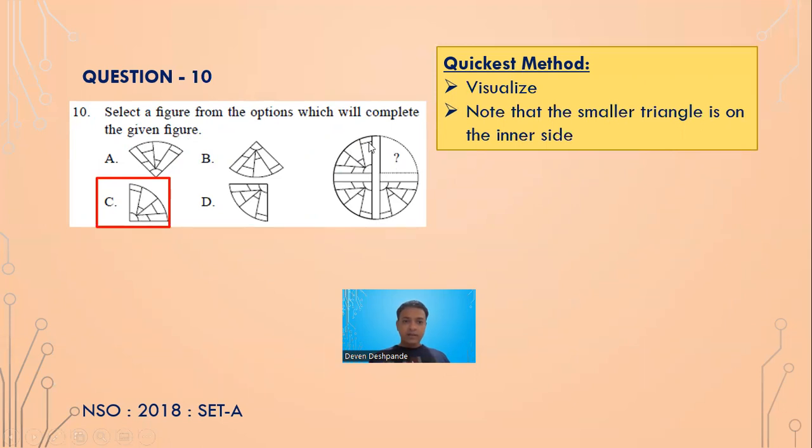Triangle on the inside. There is this small rectangle at the top. So here there will be a small rectangle. A small rectangle at the top, isn't it? So triangle on the inside and small rectangle on the top. And that's why option C is the correct option.